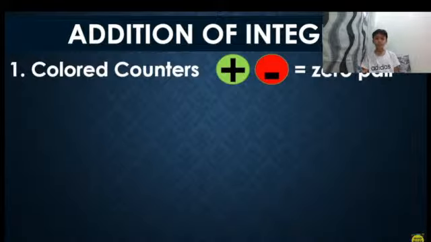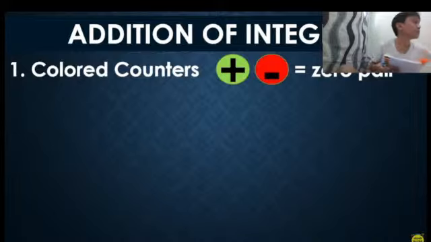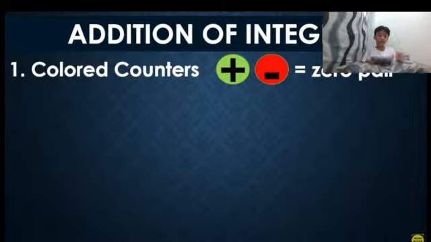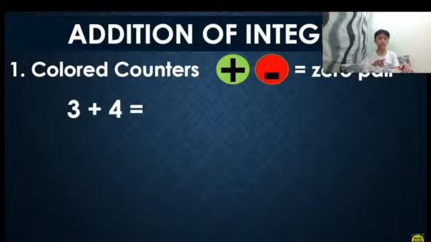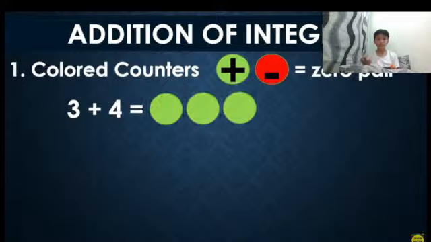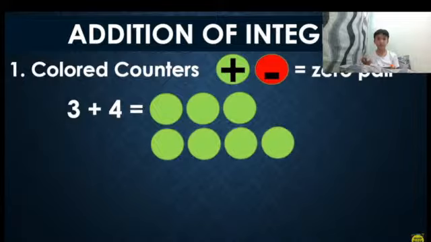So again, our representation for positive integer is green. For negative integer, we will use red. Okay. And for every pair, meron kang isang green at meron kang isang red, that is equivalent to 0. Okay? Let's have an example. So, I have here 3 plus 4. So, yung 3 natin ay positive, yung 4 natin ay positive din. So, we will use green color. Okay? So, first, for positive 3, so tatlong green. For positive 4, we have apat na green.